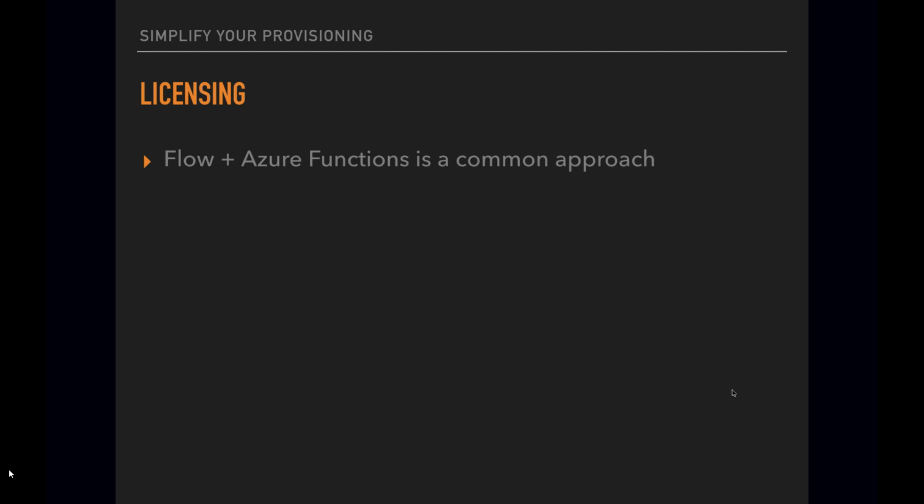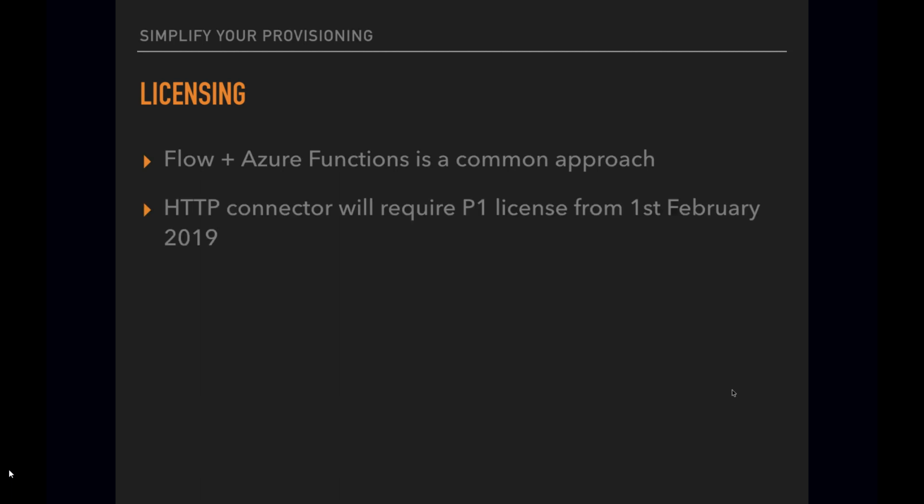So licensing, this is another touch point. Flow and Azure Functions has become quite a common approach, and it's caused a lot of furore in the community, in that this approach generally requires an HTTP connection, which will require a P1 license from the 1st of February, which works out to be £5.30 per user per month. And I think it's still a bit of a grey area: is it any user that kicks off a flow that uses this connector, or is it just a service account? It needs to be licensed.